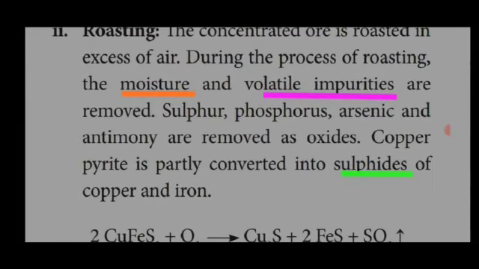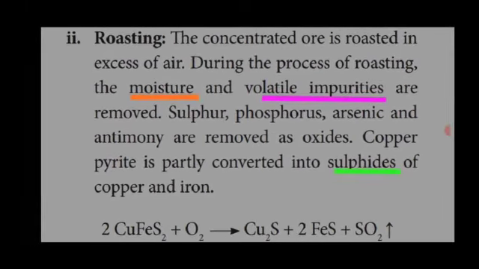So what are the volatile impurities that are removed? Sulphur, phosphorus, arsenic, antimony. These four elements are volatile impurities. These volatile impurities are removed as oxides: sulphur oxide, phosphorus oxide, antimony oxide, arsenic oxide. So the four main volatile impurities are removed by what process? The roasting process.